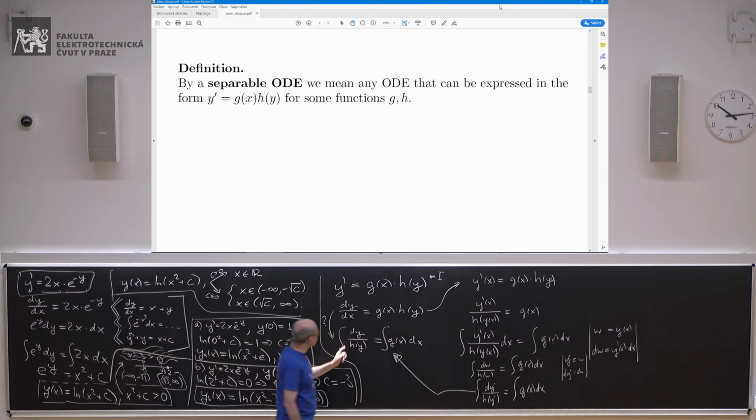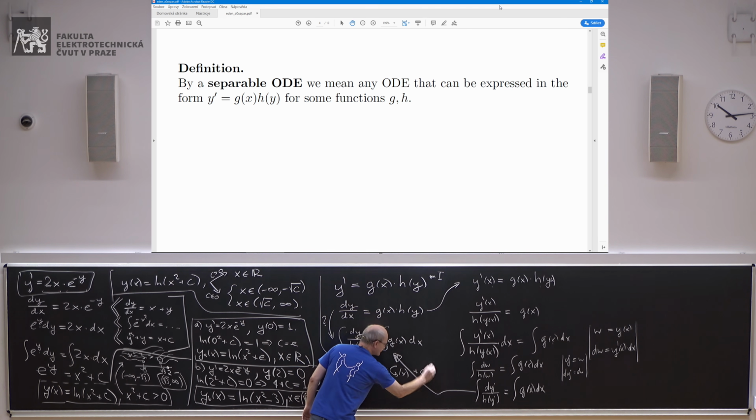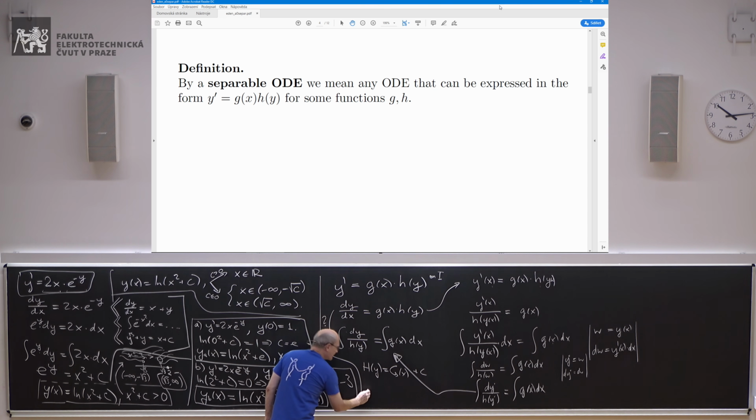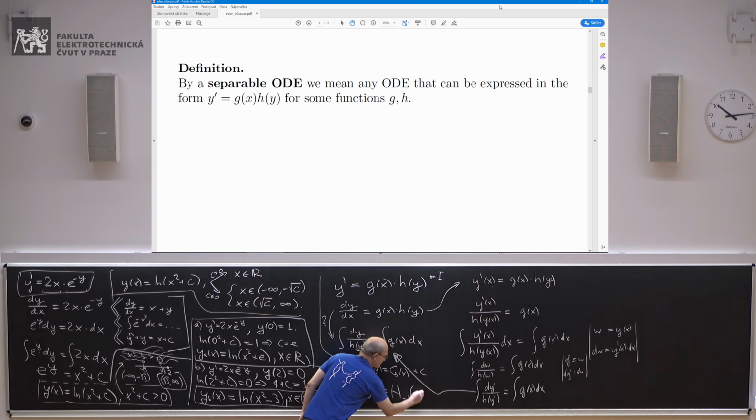And then everything fits. We find antiderivatives. We can give them names if you want. The antiderivative of 1 over h will be capital H. And here the antiderivative naturally would be capital G plus C. And if we get lucky, we can solve for y. We have to apply the inverse function to H to each side of this equality. On the left, the H's disappear, and on the right, we get this.